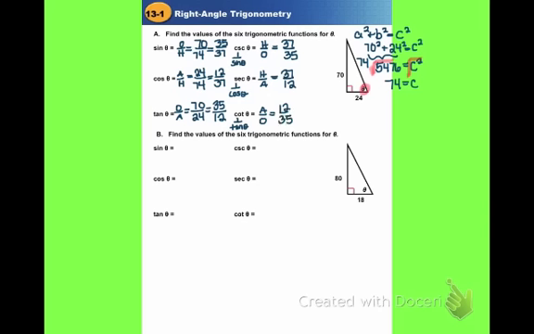So let's see if we have the hang of this, and let's set B to be the you try question. So go ahead and pause the video now. Pause the video now and find the hypotenuse, and then calculate the 6 trig ratios.